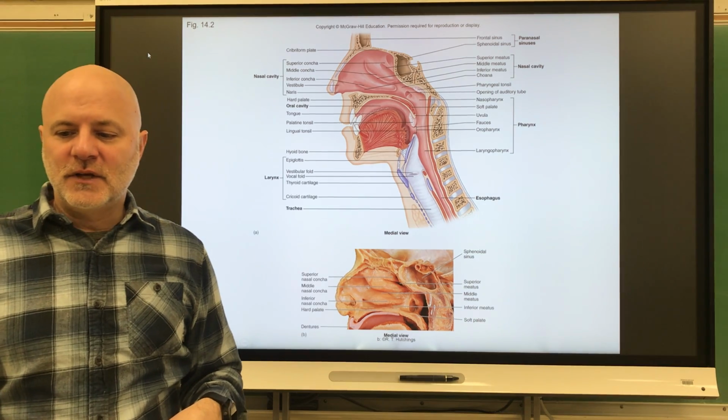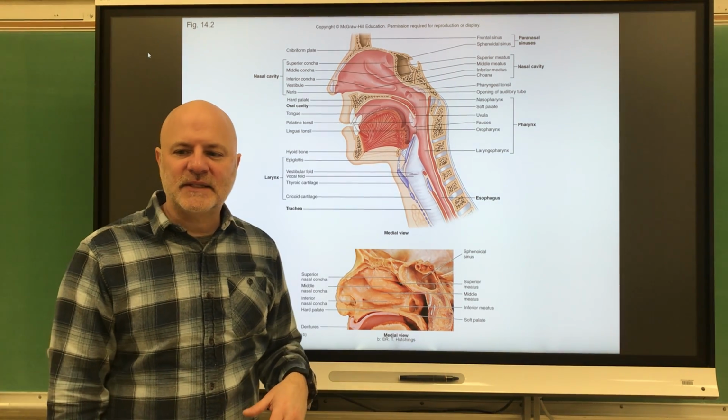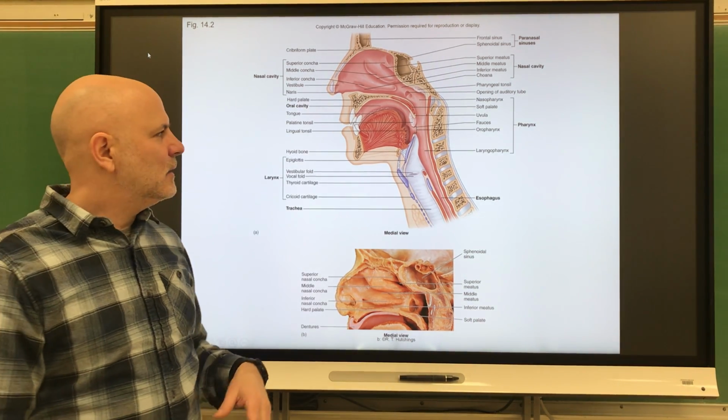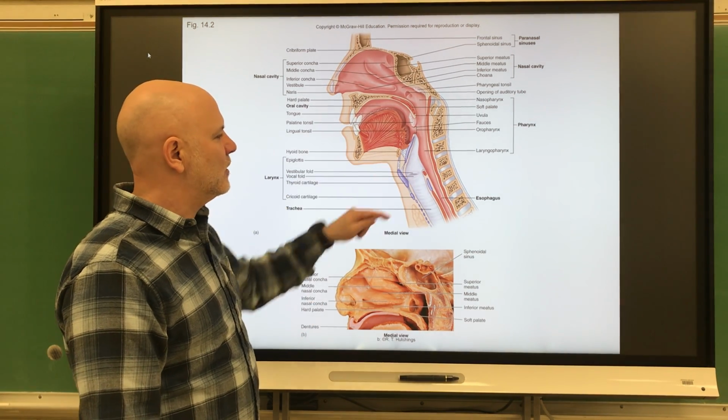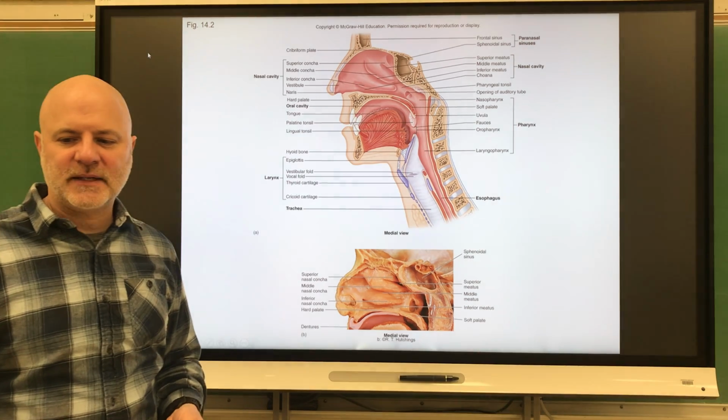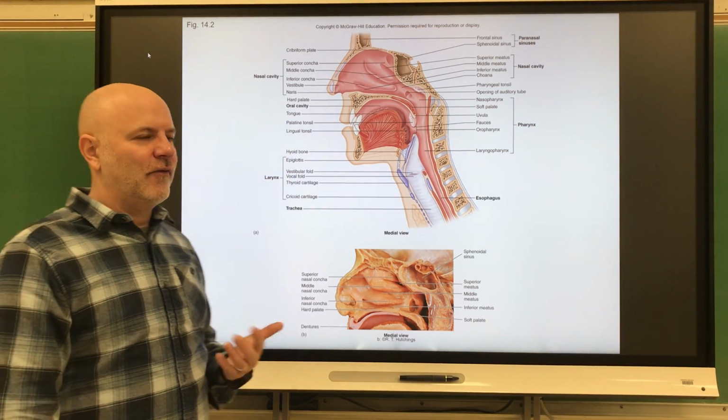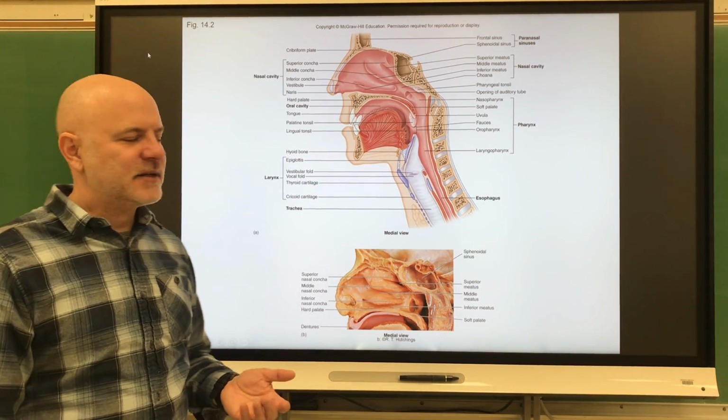All right. So this is going to help produce some of the sounds for speech. All right. So let's move to the lower respiratory tract, which starts here with our larynx, which is our voice box. It houses our vocal cords. That's why we call it our voice box.